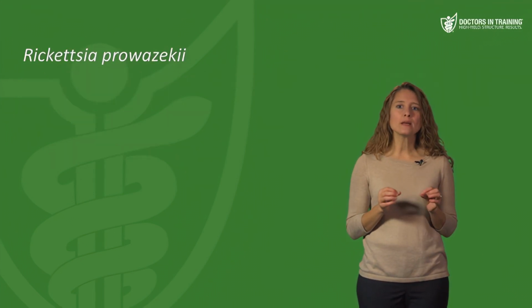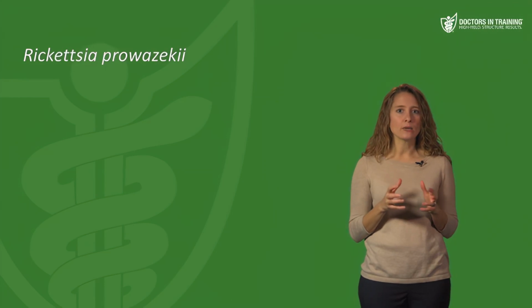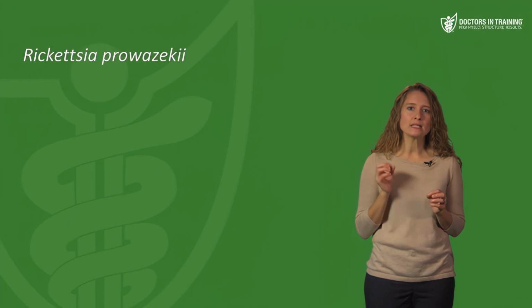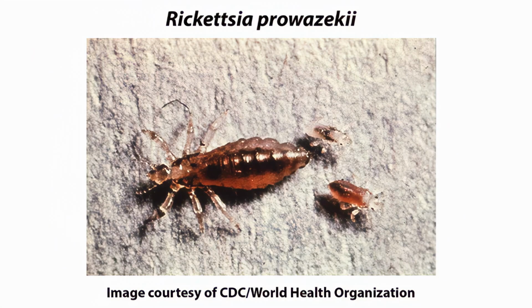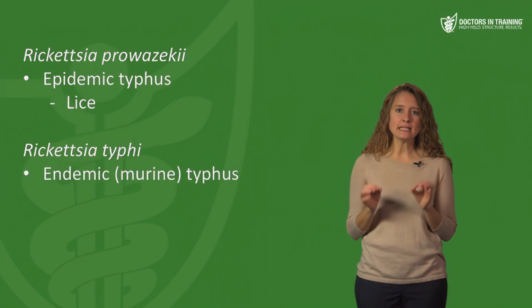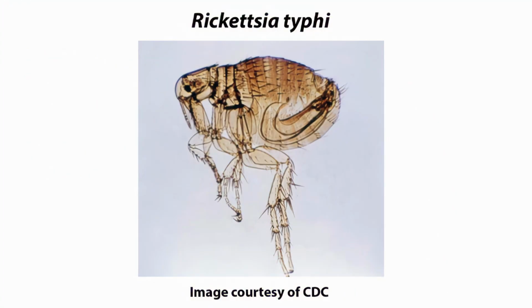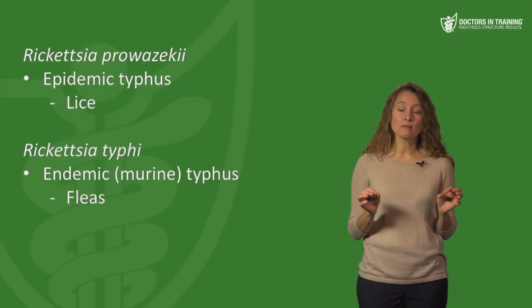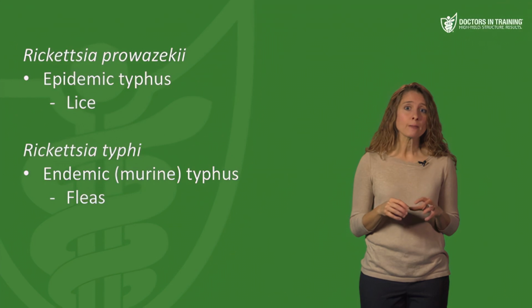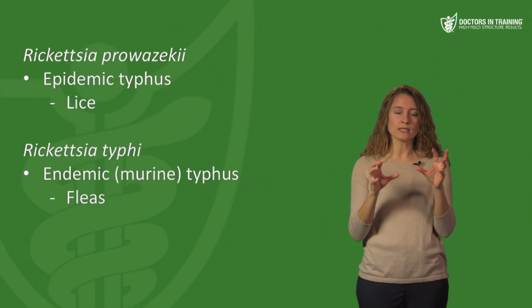All right, now let's talk about some rickettsia. Rickettsia prowazekii, Rickettsia rickettsiae, and Rickettsia typhi. Rickettsia prowazekii is the cause of epidemic typhus, and it's spread by lice. Now, Rickettsia typhi causes endemic typhus, also known as murine typhus. This is spread by fleas. We have some hot spots of murine typhus in Texas, and I end up seeing quite a few of these cases every summer.